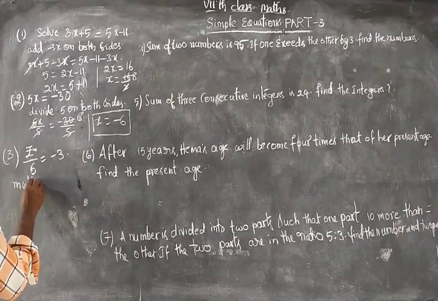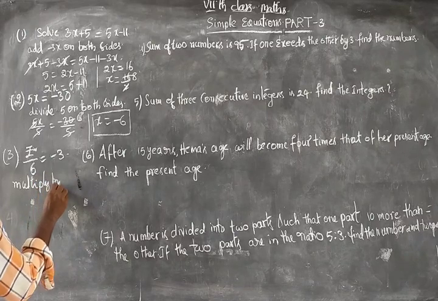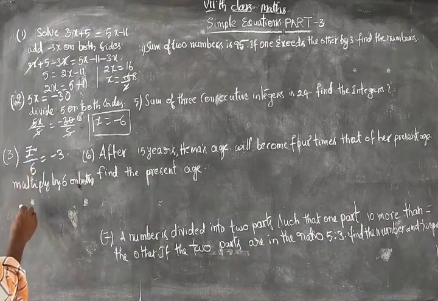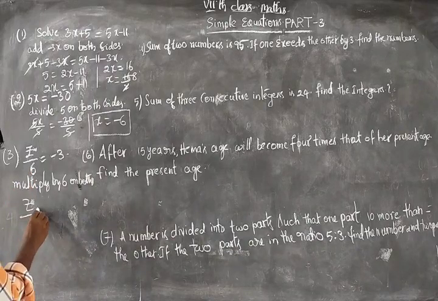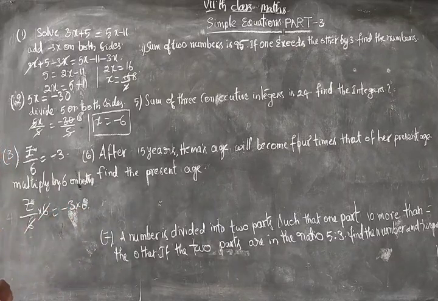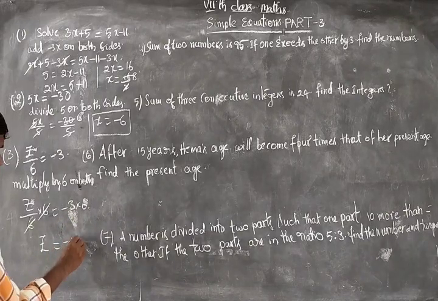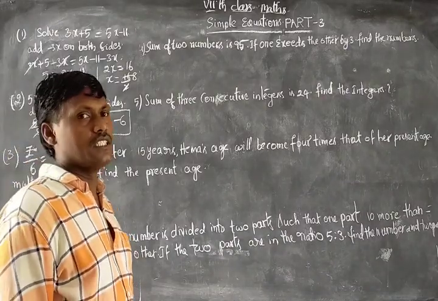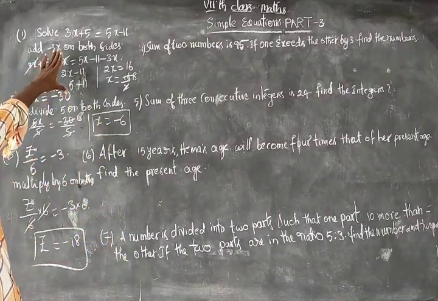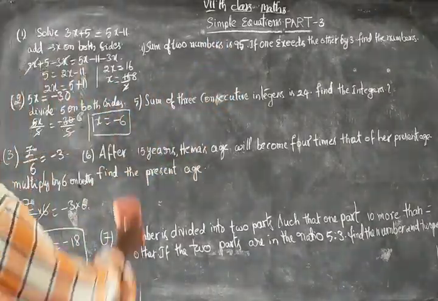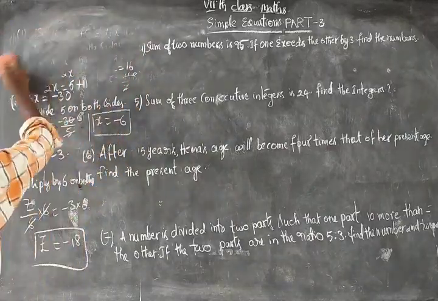Multiply by 6 on both sides. So z by 6 into 6 is equal to minus 3 into 6. The 6 cancels. Finally we can take z as subject. 3 sixes are 18. We get z is equal to minus 18. This is about the solution. Next we are trying to do the next problems. Now I am going to clean this.